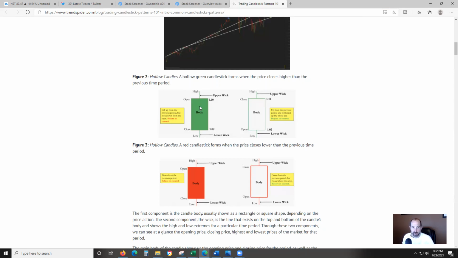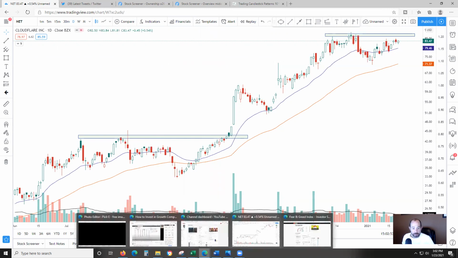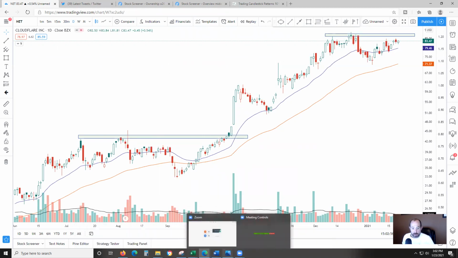It's more of an indecision type candle for me. This one closed down, constructive, and this is just a bad candle if you're bullish. So those are the Japanese candlesticks, which is the first type of candle. Another way you can construct your chart is with open, high, low, close candles, and I'm going to show you those.